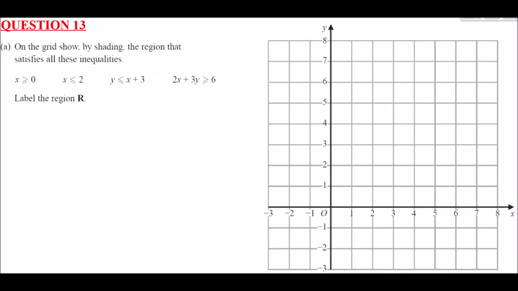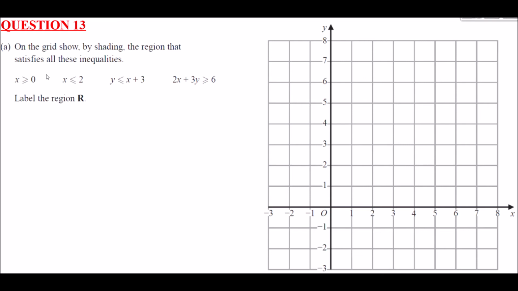Number 13 is about representing inequalities on a coordinate grid. So on the grid, we need to show these 4 inequalities and then shade the region as well where all of these 4 inequalities are satisfied, and then label that region R. Before we get started though, I just want to give you 3 pointers for how to do these questions generally.